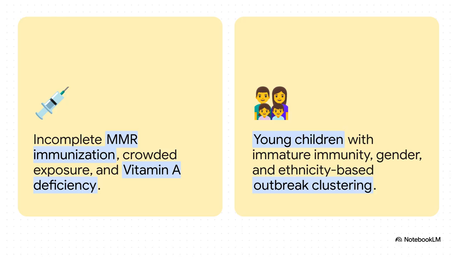On one side, you have the modifiable ones, the things we can actually do something about. The number one culprit here? Incomplete MMR immunization. That's a huge opportunity for patient education. Crowded living spaces and not getting enough vitamin A also fit in here. Then, on the other side, you have the non-modifiable risks. Things like being very young with an immune system that's still under construction. We can't change that, but we sure have to be aware of it.